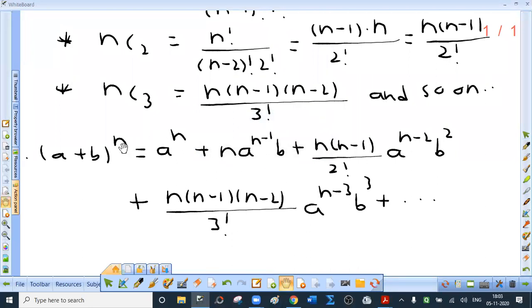But this is interesting. If n is not a positive integer, that is natural number, then what will happen? Then the process never ends, and therefore this becomes an infinite series. I repeat, if n is a real number which is not an integer, then none of the coefficients will be 0, and the expansion will contain infinitely many terms. So it will be an infinite series. Okay, I hope you understood this. So this is the binomial theorem for any real index.